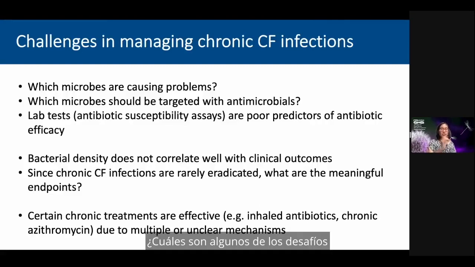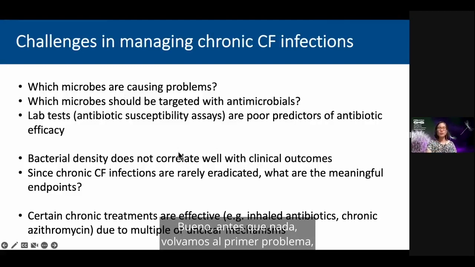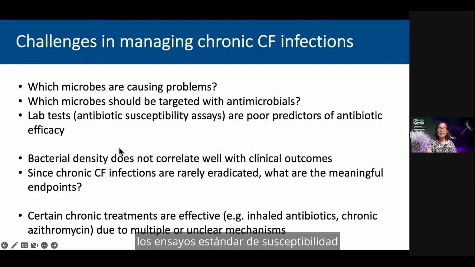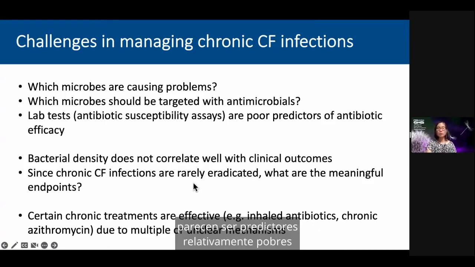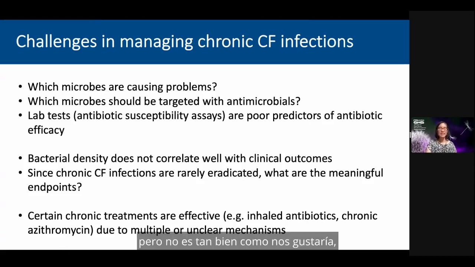Now, what are some of the challenges in managing chronic CF infection? Well, first of all, we go back to the first problem: which microbes are really causing the problem and which ones should be targeted? And if we're going to target them, unfortunately, the standard antibiotic susceptibility assays to date seem to be relatively poor predictors of how efficacious the antibiotic regimen will be. It's the best that we've got, and it's better than nothing, but it's not as good as we'd like. And we don't have yet a clear alternative.